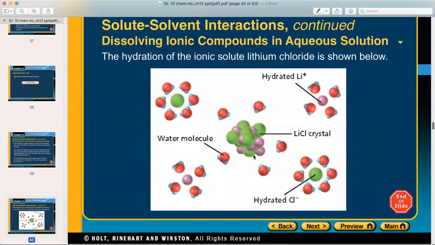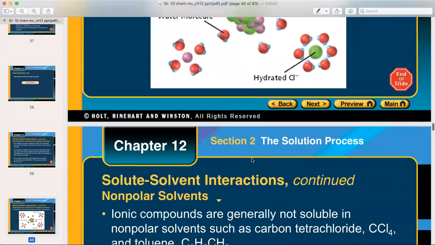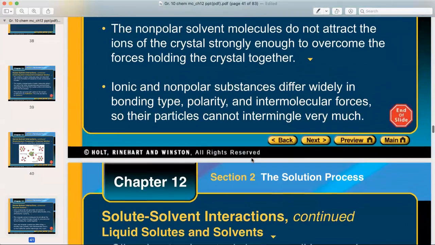If you look at this one, we dissolve lithium chloride in water. These are the molecules of lithium chloride, and these are the molecules of water. So water molecules surround the lithium chloride crystal. Here they are surrounding the Cl negative ion, and here they are surrounding the Li plus ion. This process is known as hydration.